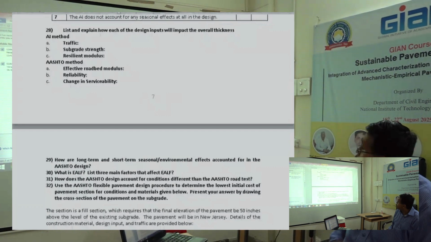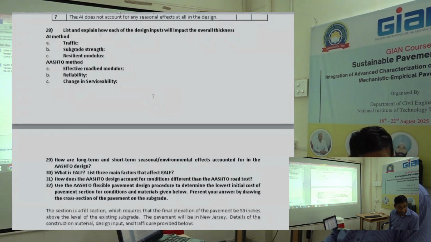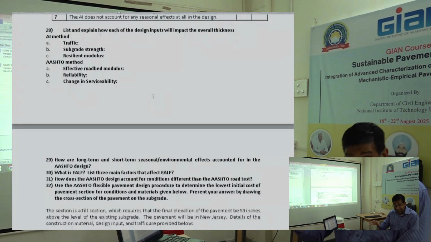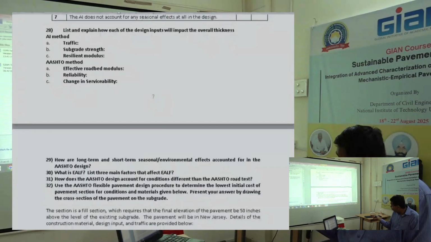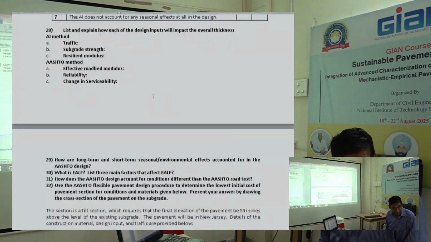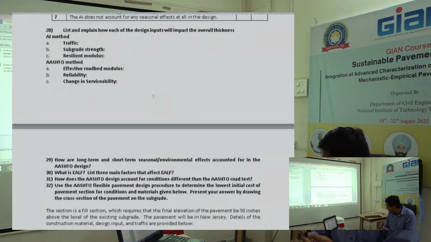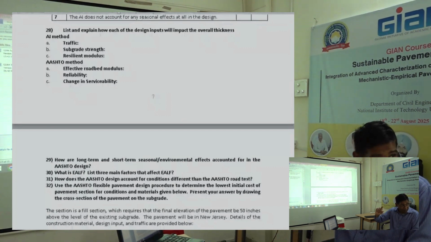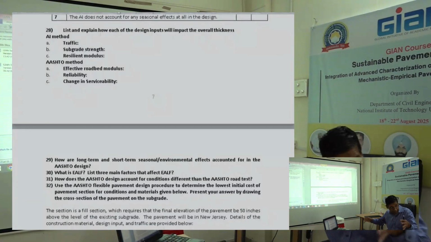How does the AASHTO design account for conditions different than the AASHTO road test? I have said this multiple times. Remember, you are extrapolating from this very limited data. You are designing 50, 60 years later. How are they accounting for factors outside the AASHTO road test? You're close. You increase the thickness, but on what? You're applying a factor of safety through reliability, through S0, the standard deviation, and minimum thickness requirements. All of those are increasing the thickness because you are outside the database of the road test.